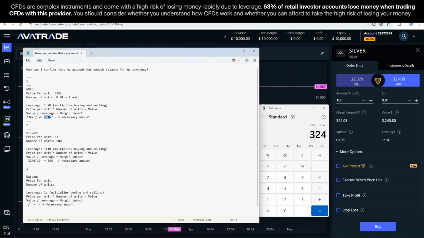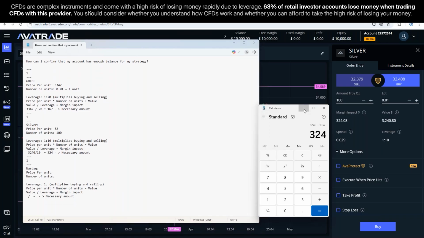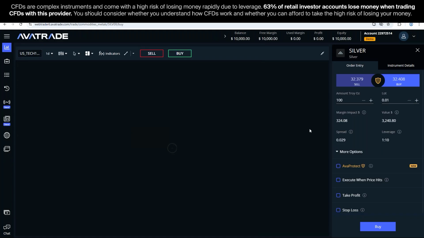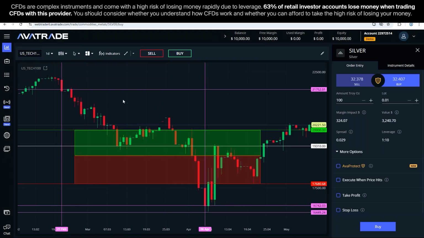So far, we've got 167 for gold and 324 for silver. And now for NASDAQ, we're going to do the same exact exercise: delete what we have here, place NASDAQ, click in here, and then click on buy or sell to display the right menu. And in NASDAQ, it's already prepared for us, 0.01.